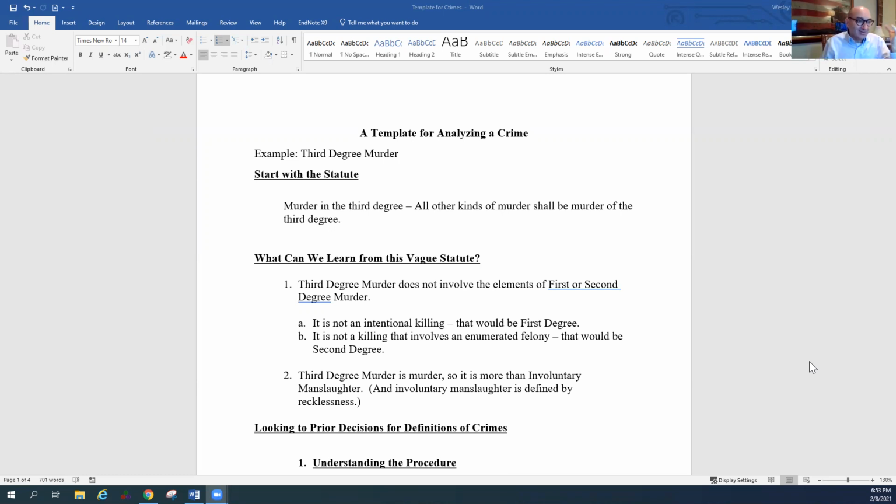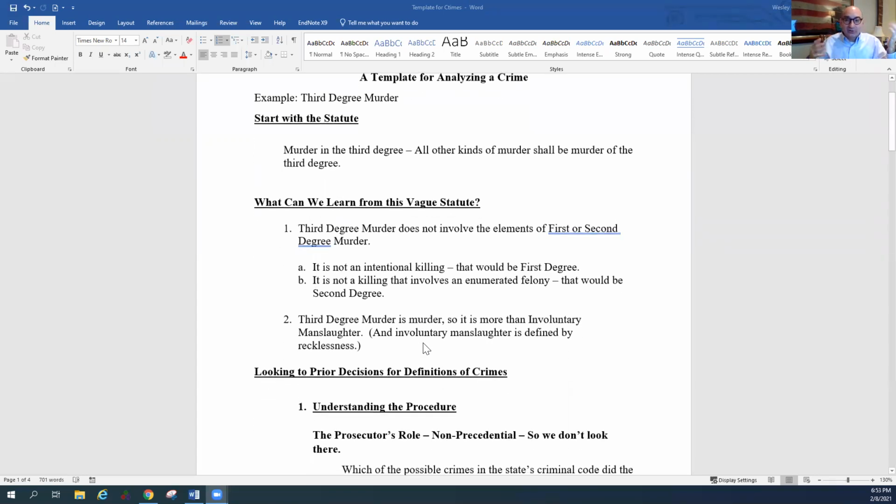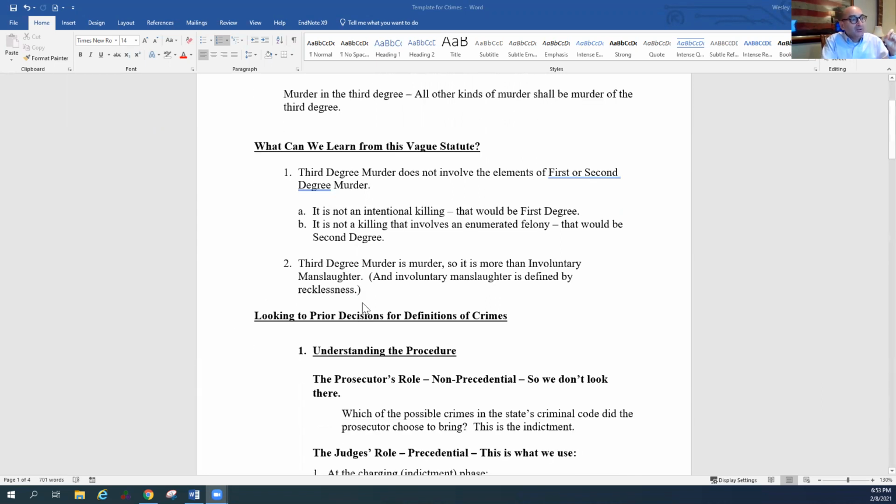You start with the language of the statute and you see what you can extract from that language. So here we have something that seems like it's useless. All other kinds of murder shall be murder in the third degree. Is that in any way helpful? It turns out, yes, there are things you can gather from that. What do you know from that language? Well, you know that third degree murder does not involve the elements of first or second degree murder, or it is distinguished from first and second degree murder.